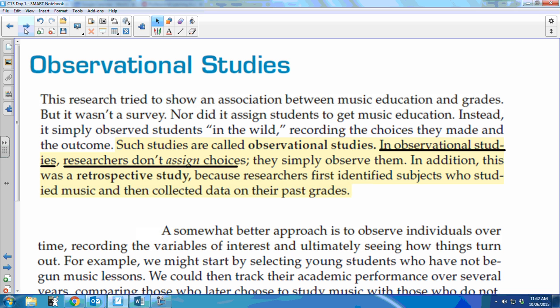So there are two types of observational studies. One is a retrospective study, and one is a prospective study. Retrospective means you're going to identify people first, and then collect data, generally data that already exists.